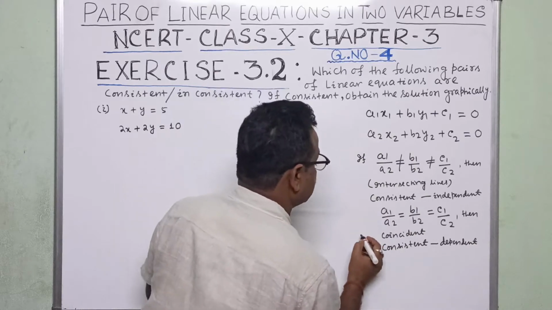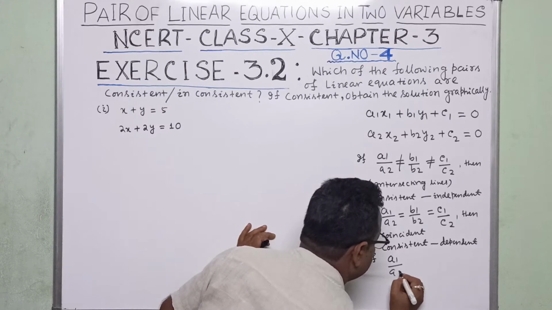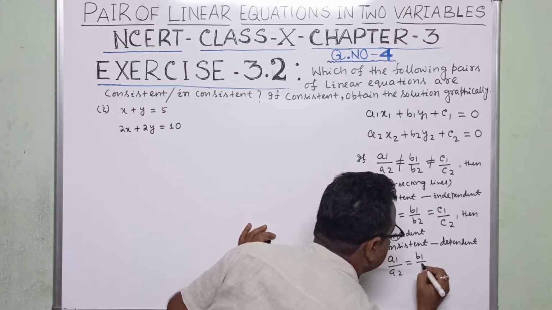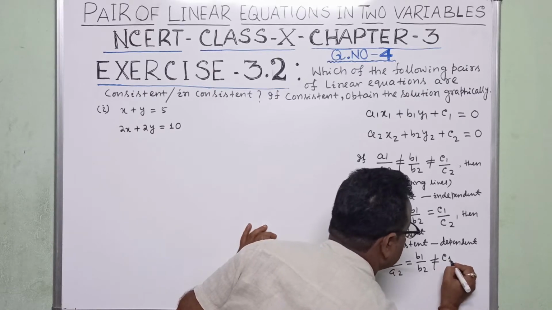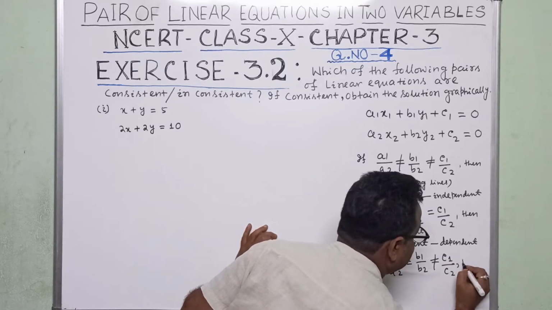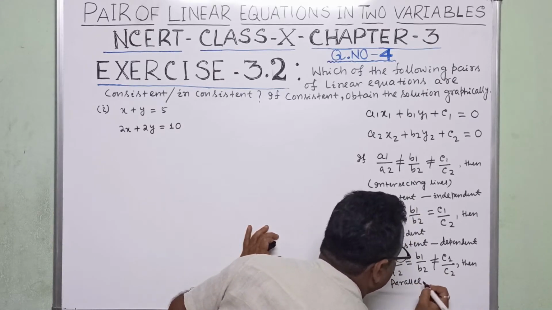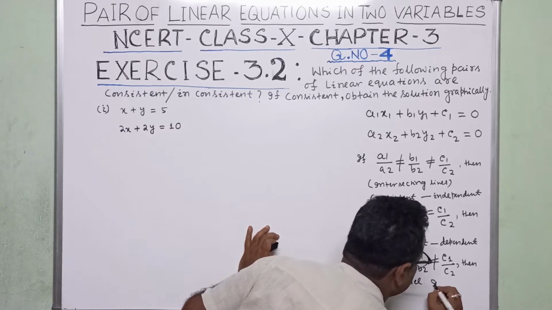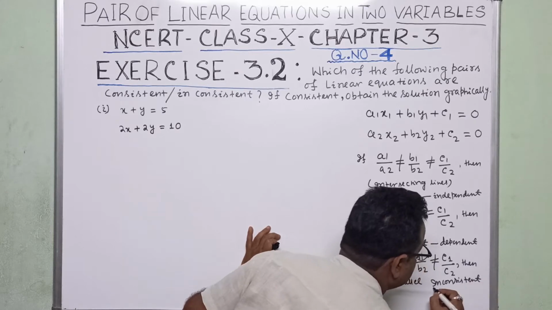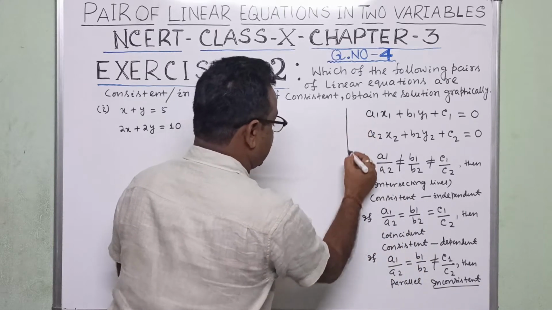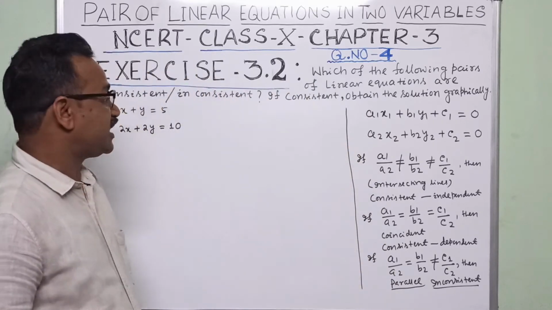Now the third one. If a1 by a2 is equal to b1 by b2 is not equal to c1 by c2, then parallel means inconsistent. So in the case of parallel lines we will get inconsistent.